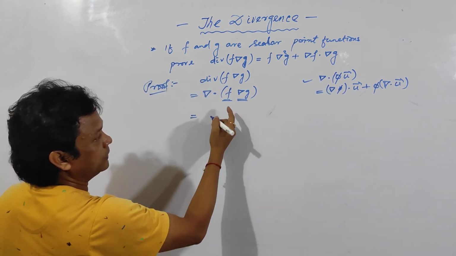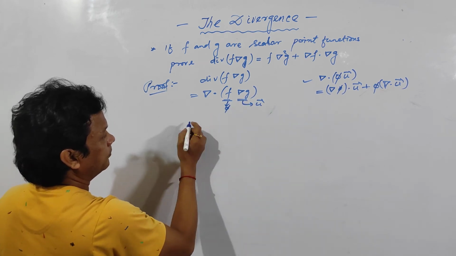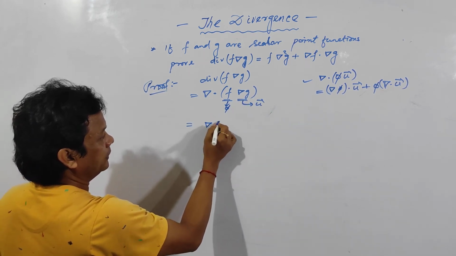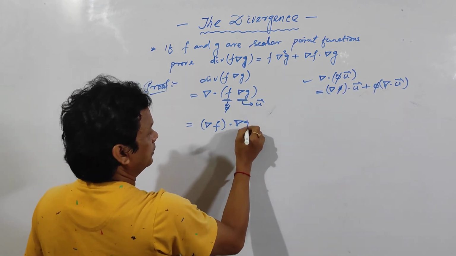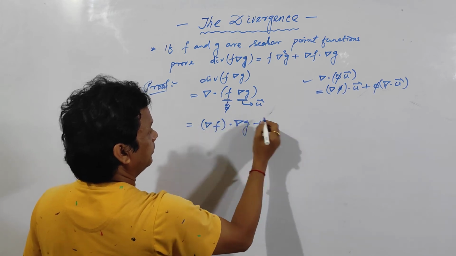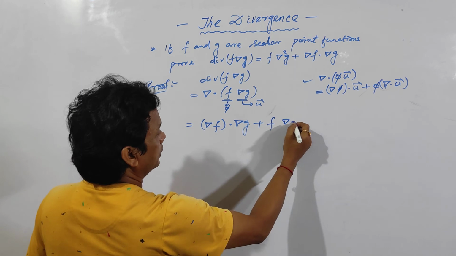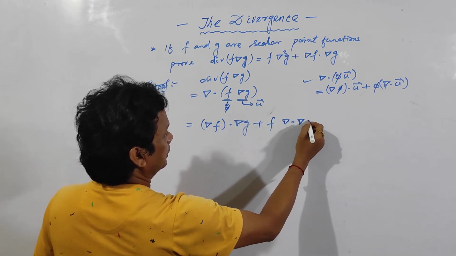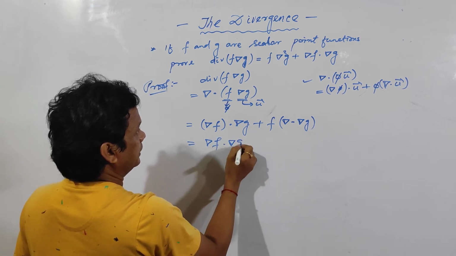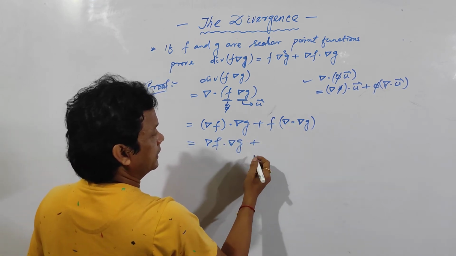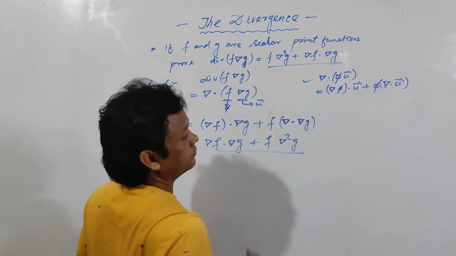Del dot phi u, this is a scalar point function phi, and this is your u vector. Apply del phi, del f dot u, u is grad g, plus phi means f, del dot u, here u is grad g. So it is del f dot del g plus del dot del is del square, so f into del square g. So this is your answer. See here. Clear?